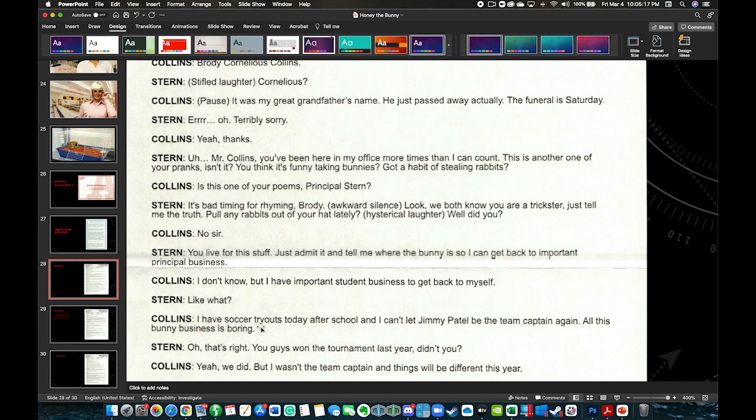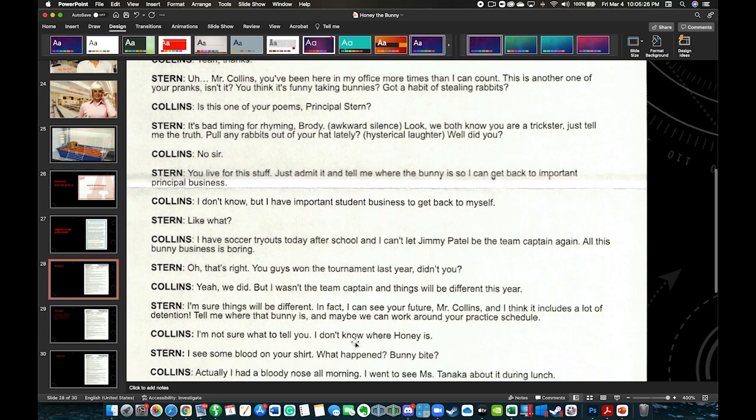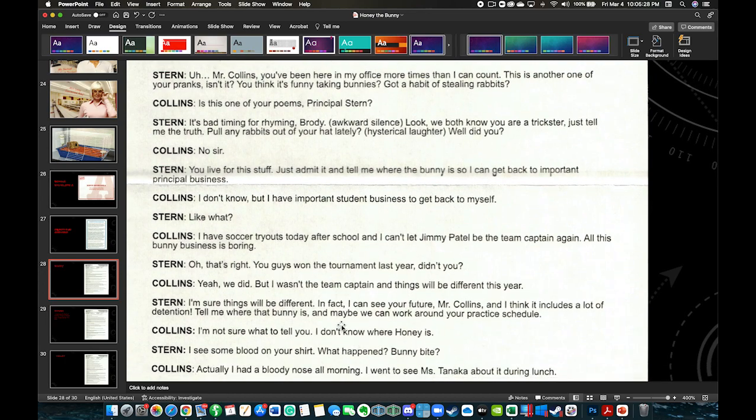He says, I have soccer tryouts today after school, and I can't let Jimmy be the team captain again. All this bunny business is boring. He's like, okay, you guys won the tournament last year, didn't you? Yes, we did. But I wasn't the team captain, and things will be different this year. Mr. Stern goes, sure, things will be different. In fact, I can see your future, Mr. Collins. I think it includes a lot of detention. Tell me where the bunny is, and maybe we can work out your practice schedule.